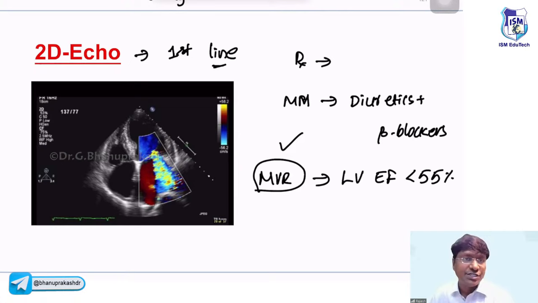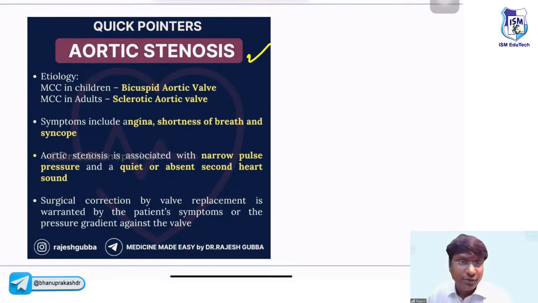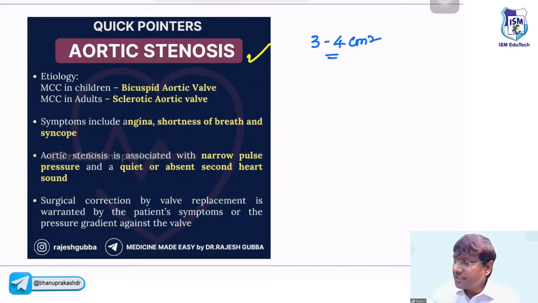Then coming to the next important valvular heart disease, that is aortic stenosis. You need to be very much aware of what the normal aortic valve area is. Normal aortic valve area is around 3 to 4 cm². And when do you call it aortic stenosis? We use the term aortic stenosis when the valve area is less than 2 cm².